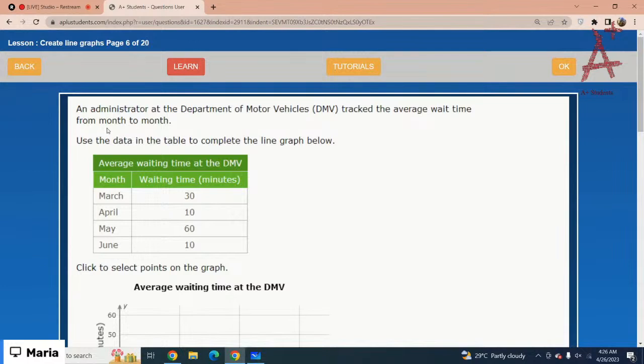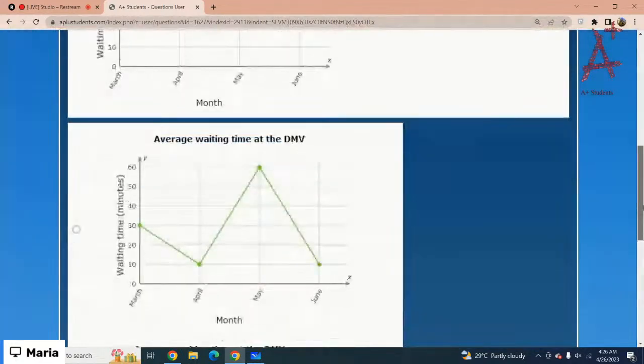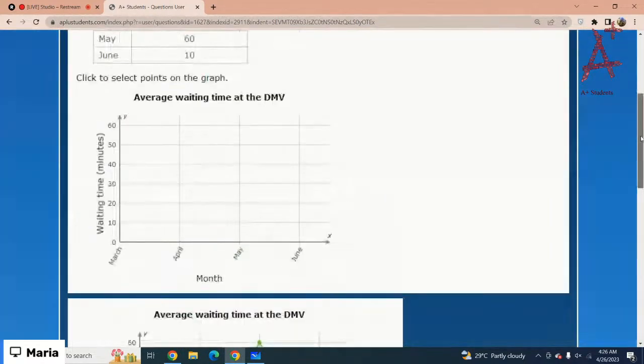An administrator at the Department of Motor Vehicles tracked the average waiting time month to month. Use the data in the table to complete the line graph below. 30, 10, 60, 10. Option number 1 is the correct option.